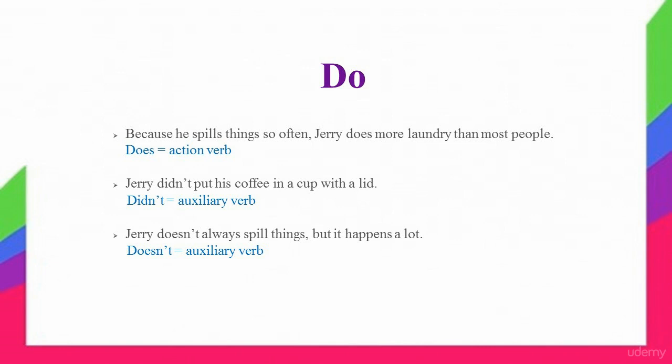Because he spills things so often, Jerry does more laundry than most people. Does is an action verb here. Jerry didn't put his coffee in a cup with a lid. Didn't is an auxiliary verb here. Jerry doesn't always spill things, but it happens a lot. Doesn't is also an auxiliary verb here.